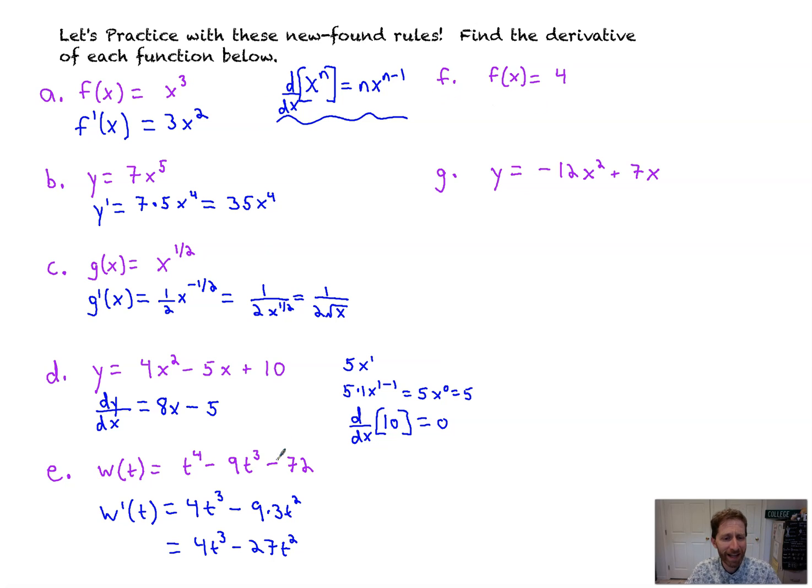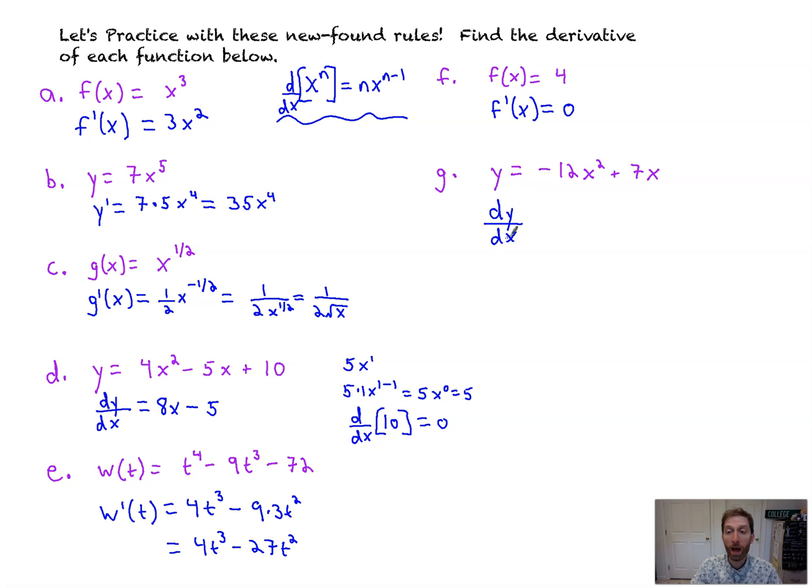Can you imagine how long it would take to do these problems if it was with a limit? It's crazy. The derivative of a constant, f of x equals 4. That's a constant. The derivative of that is 0. That's it. Done. And last but not least, we've got one more little polynomial to rock and roll with.